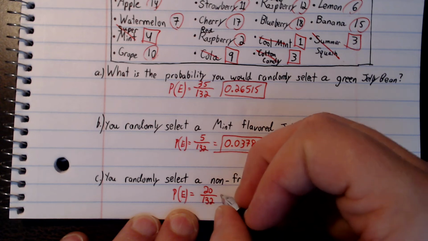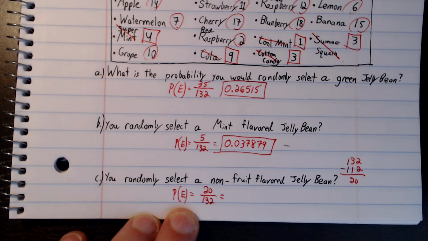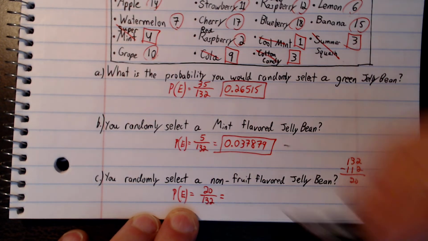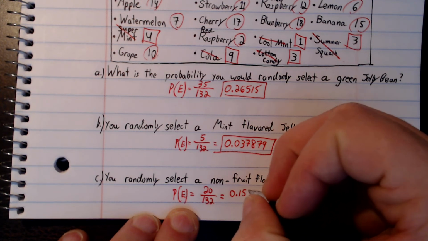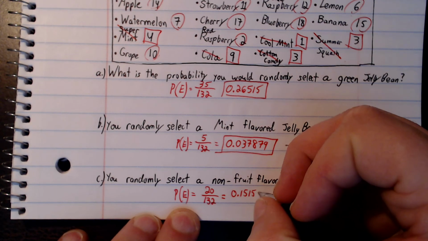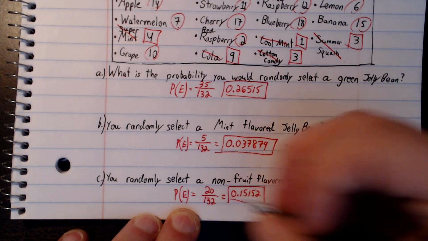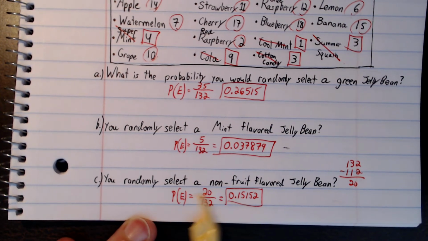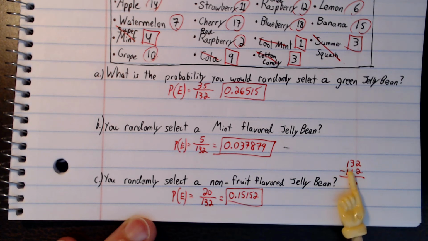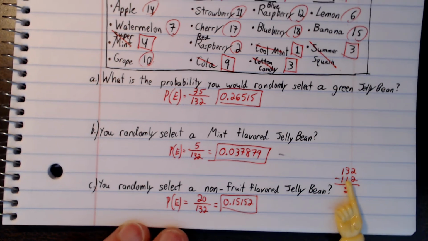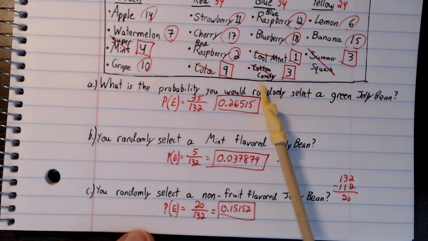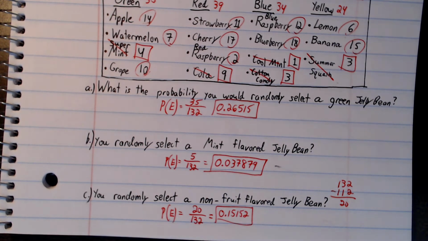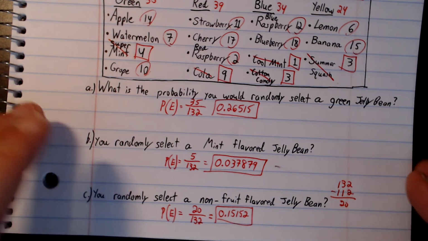20 divided by 132 is 0.1515. It actually repeats. So it helps if you read the instructions carefully, right? Non-fruit flavored. So we counted up all the fruit ones. We came up with 20 by subtracting from the total, but we really didn't have to do that. We could have just counted these all together. So again, make sure that you read the instructions a little bit better than what I did, but we still came up with the correct solution there.